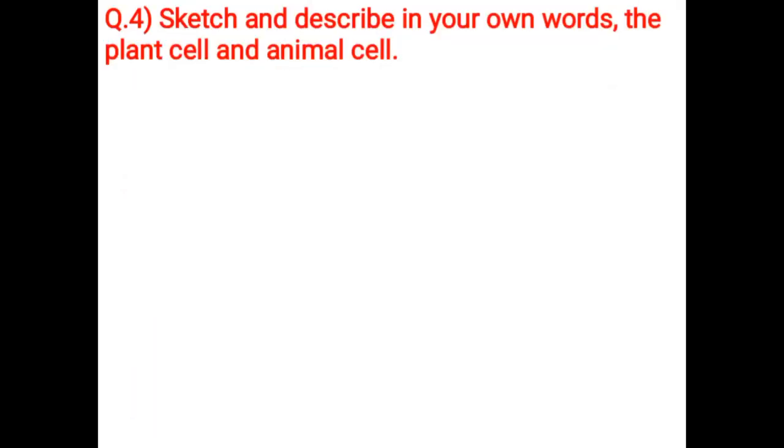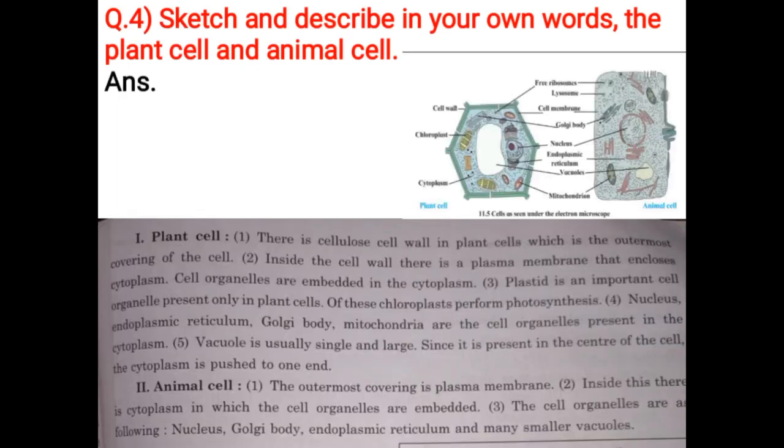Sketch and describe in your own words the plant cell and animal cell. Plant cell. There is cellulose cell wall in plant cells which is the outermost covering of the cell. Inside the cell wall there is a plasma membrane that encloses cytoplasm. Cell organelles are embedded in the cytoplasm. Plastid is an important cell organelle present only in plant cells. Of these, chloroplasts perform photosynthesis.